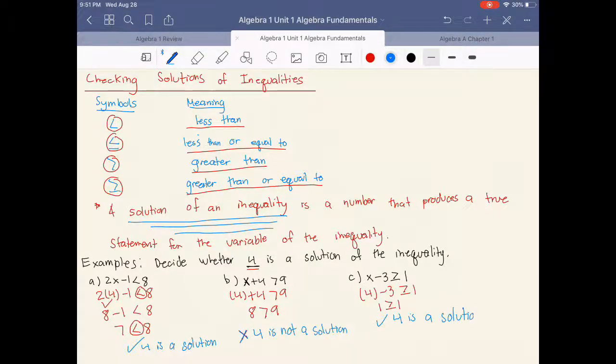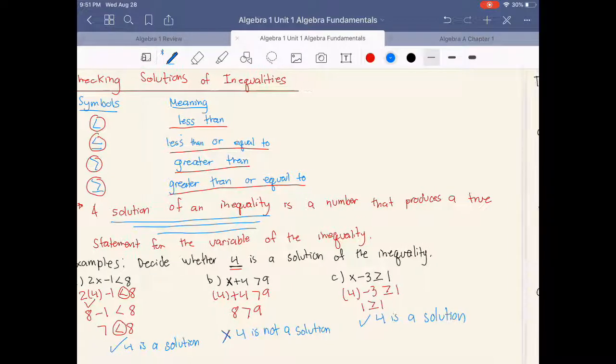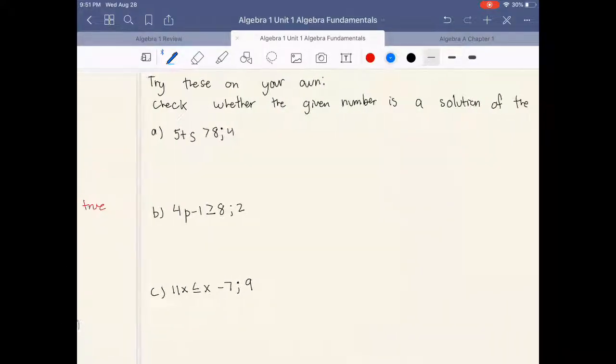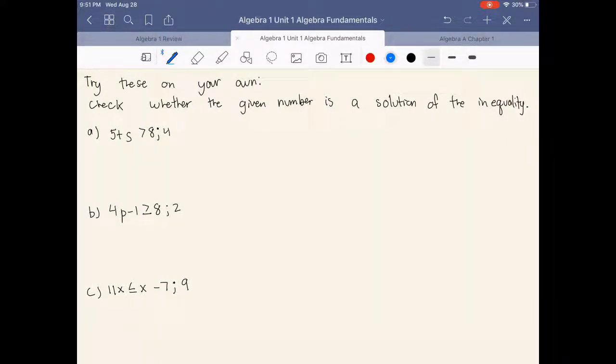Does that make sense? Okay, so we're going to have more practice on this, so let's move on to the next page. Now go ahead and pause the video and give these guys a couple of minutes to copy this down, and an extra couple of minutes for them to do this on their own, and we'll go over it together.